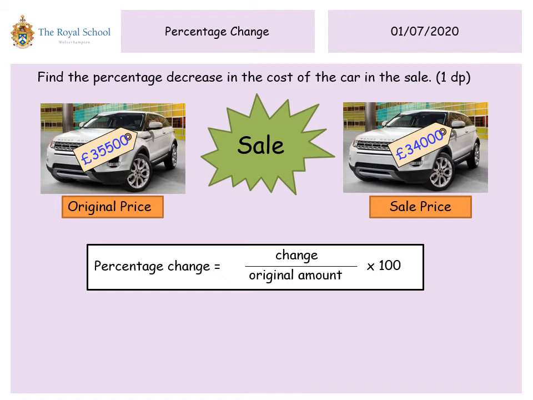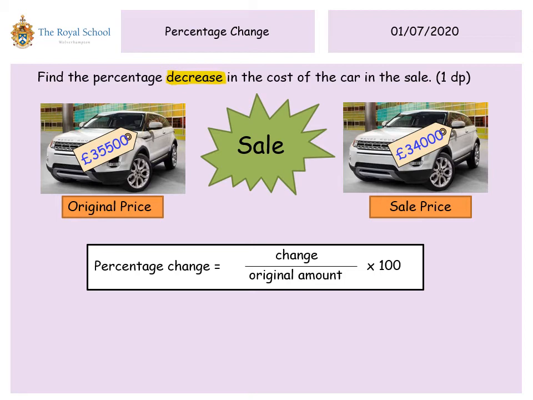Find the percentage decrease in the cost of the car in the sale. So again, we don't need to say in this case whether it's an increase or decrease because that's given in the question, but you may well in later ones yourself. So we've got our original price here is £35,500 for this car, and we've got the sale price then is £34,000. So let's have a look.